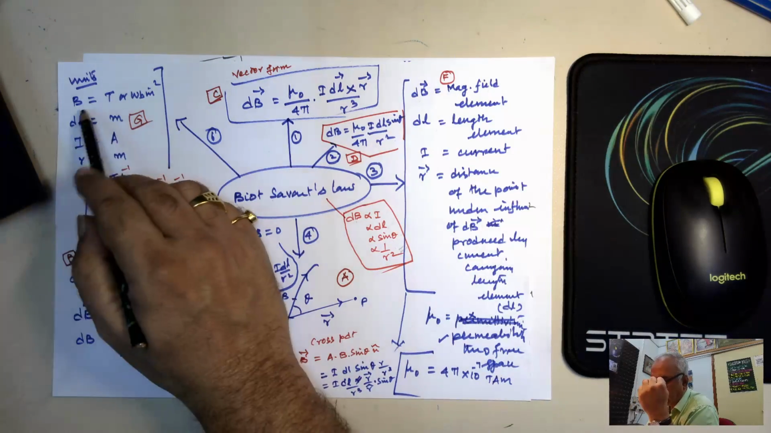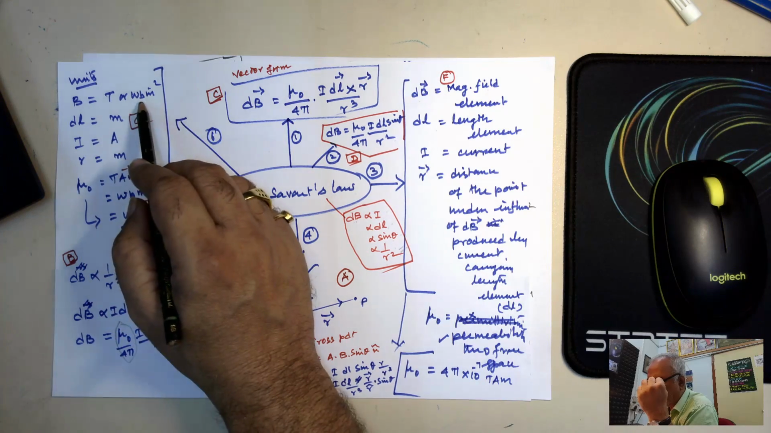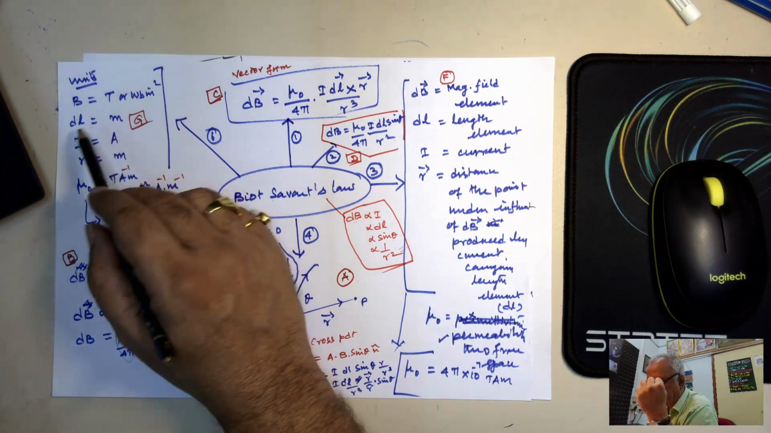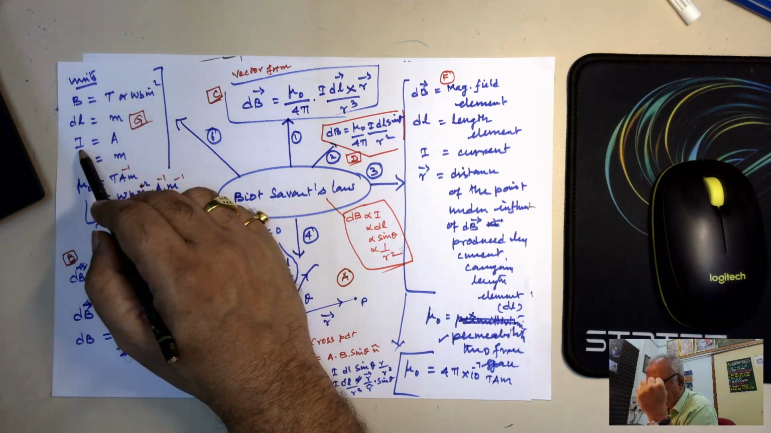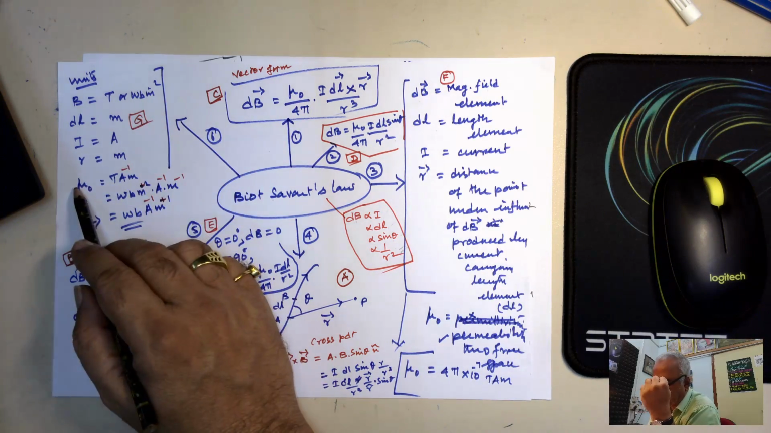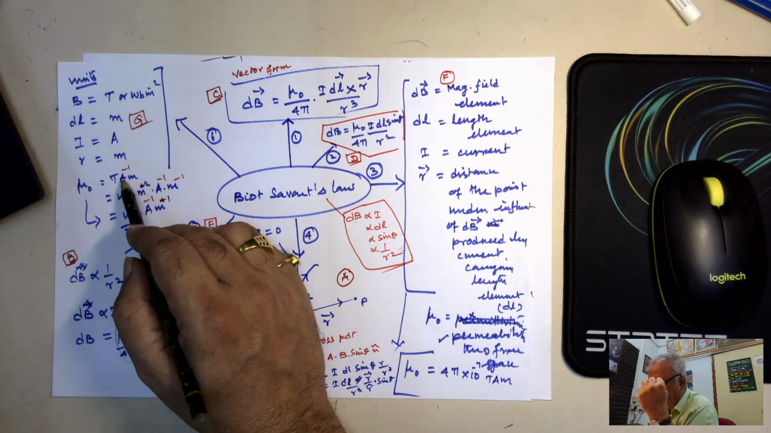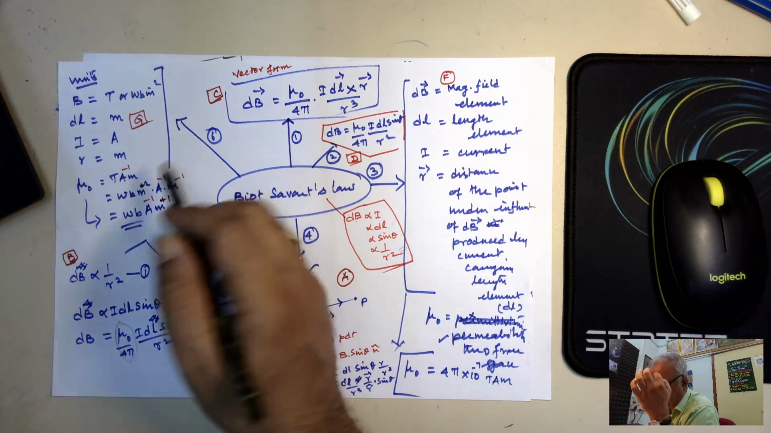So you should be aware of, first of all, the various parameters and their associated units also. For example, magnetic field is given in terms of Tesla or Weber per meter square. Length element is meter, current is in ampere, and the distance is in meter. Mu naught is Tesla meter per ampere.